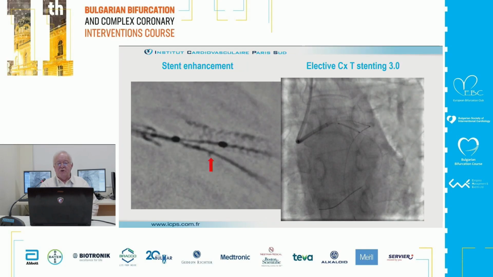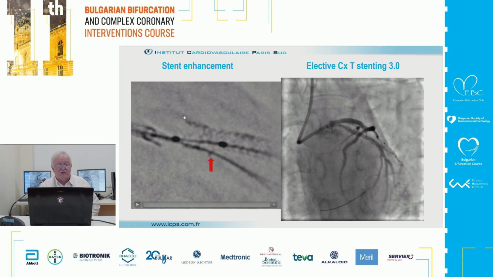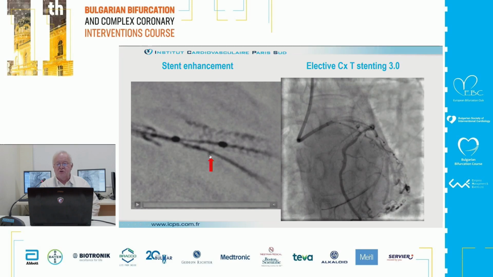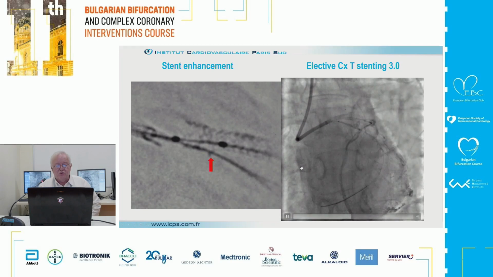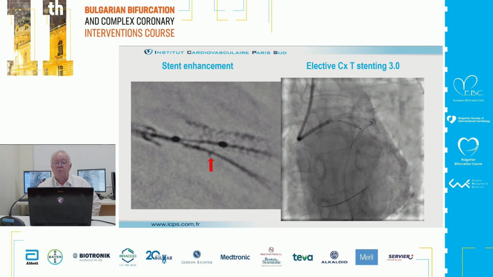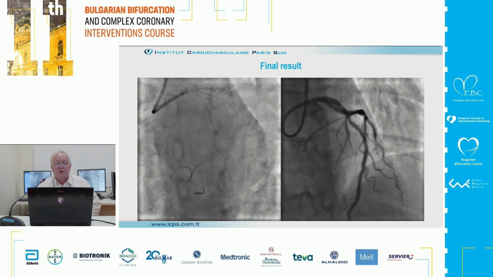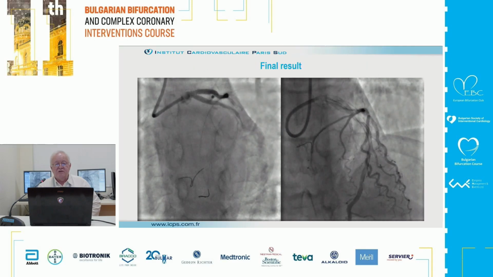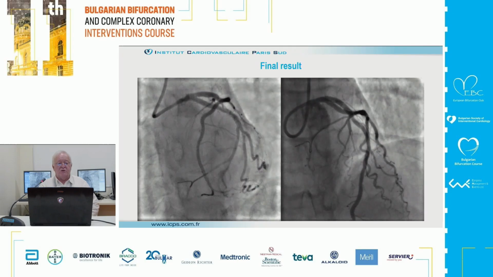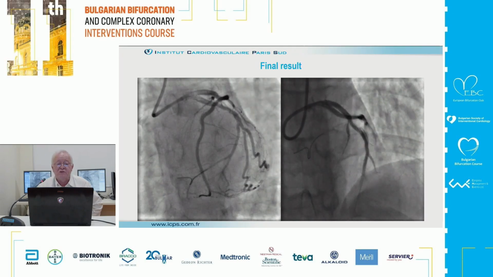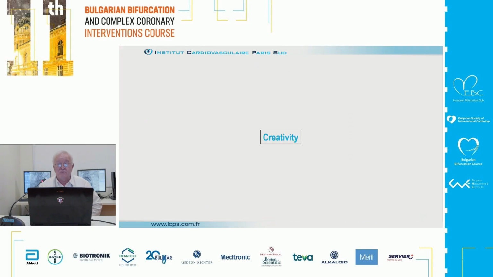And you can see that as we re-enter distal towards the circumflex, we projected very clearly some metal towards the circ. And I decided to do a perfect stenting, I mean implantation of a stent in the circumflex, followed by kissing and by POT. And this is the final result, which is very good. My friend is doing very well since 5 years.